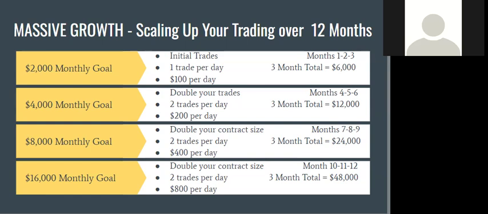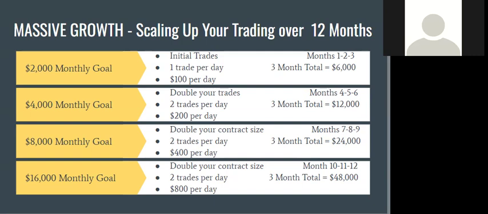The next 3 months, 7, 8, 9, we're actually going to double our contract size, because for the last 6 months, the first 3, you placed 1 trade a day, targeting $100 per trade. The next 3 months, you spent 2 trades a day. You look for 2 trades a day at $100 each, which gave you the $200 per day. Now you're just going to double your contract size. So whatever contract size you were trading, you're going to double that, and you're still going to do 2 trades per day. And that's $400 per day.